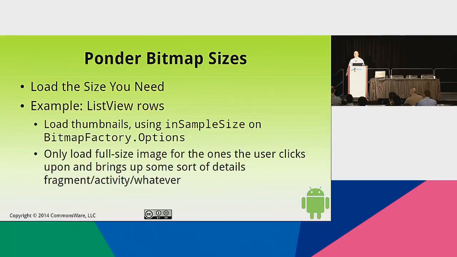For that, you may want to consider using inSampleSize, a field available on the BitmapFactory Options object that you can pass in when you're loading bitmaps from BitmapFactory, whether that's from disk or from some sort of stream. inSampleSize says, don't grab every pixel, but grab every second pixel, or every fourth pixel, or every eighth pixel, or whatever. It has to be a power of 2. So it's going to subsample that image.